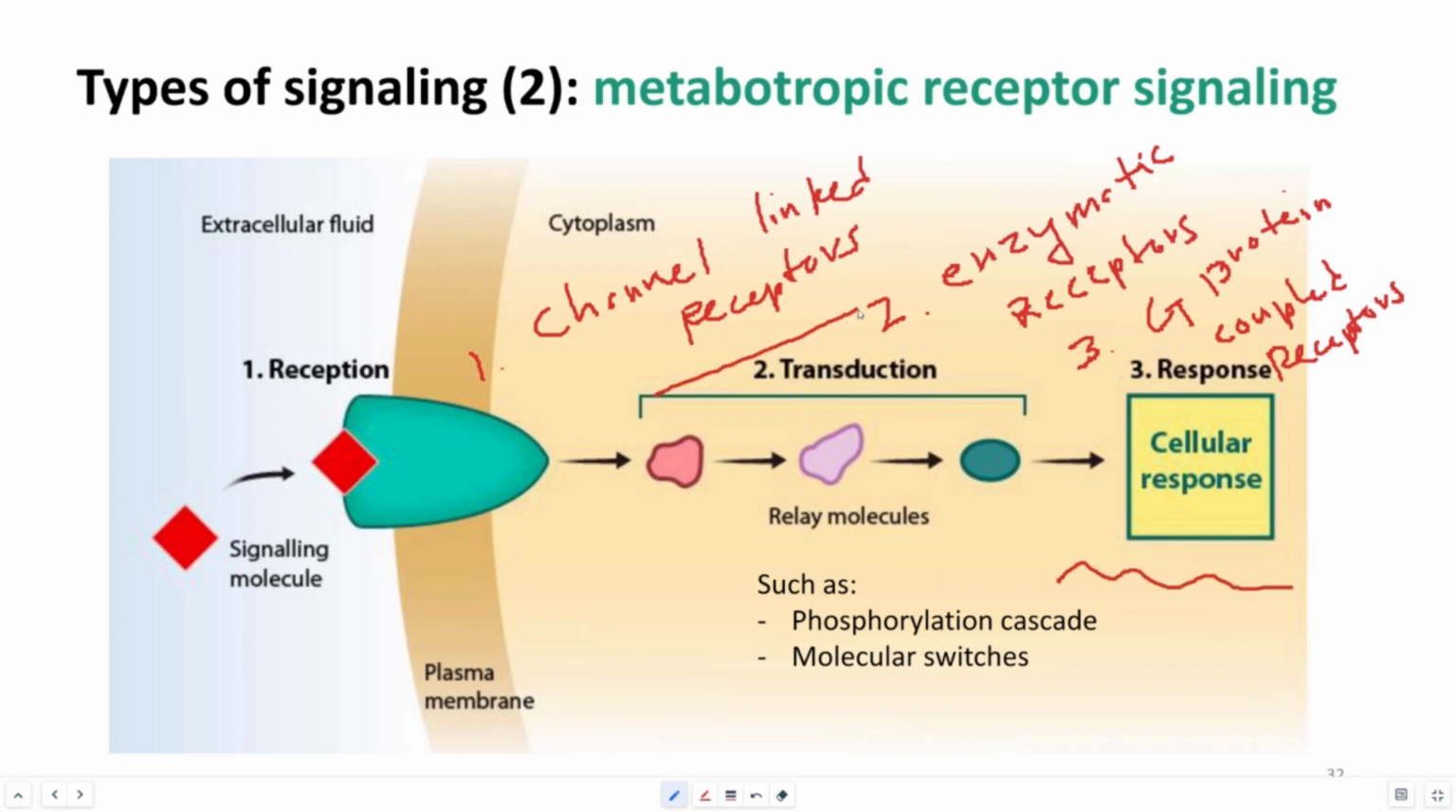The channel-linked receptors are chemically gated channels. These ones allow the passage of an ion into or out of the cell. Enzymatic receptors function as a kinase enzyme and bind with the ligand and activate phosphorylation.